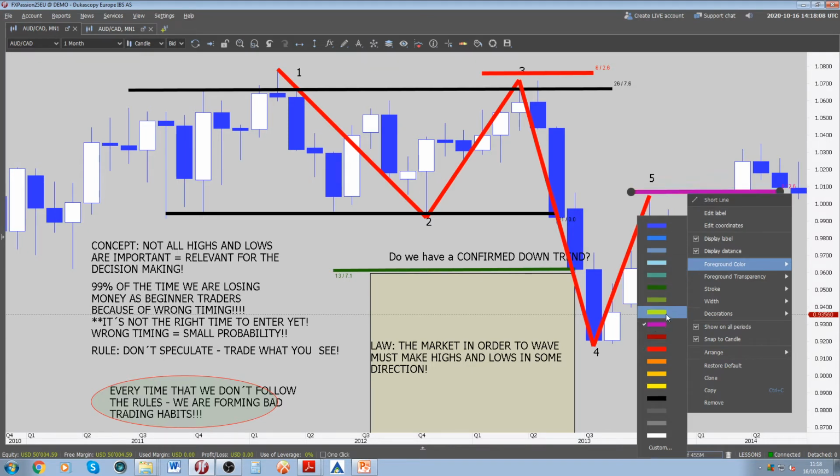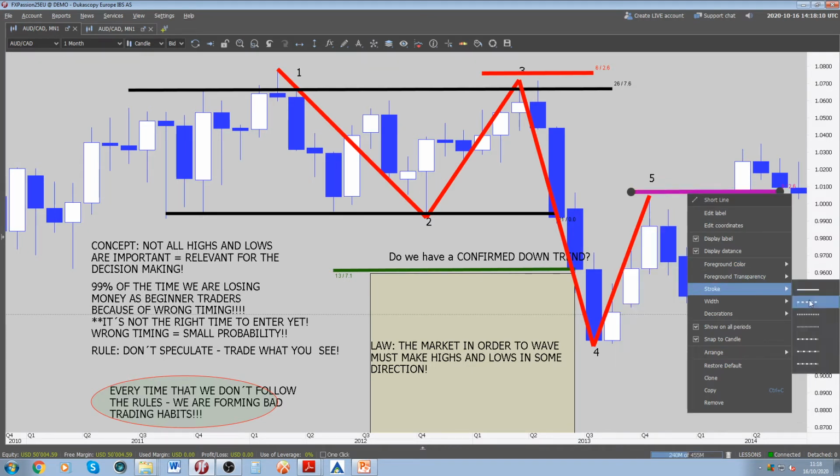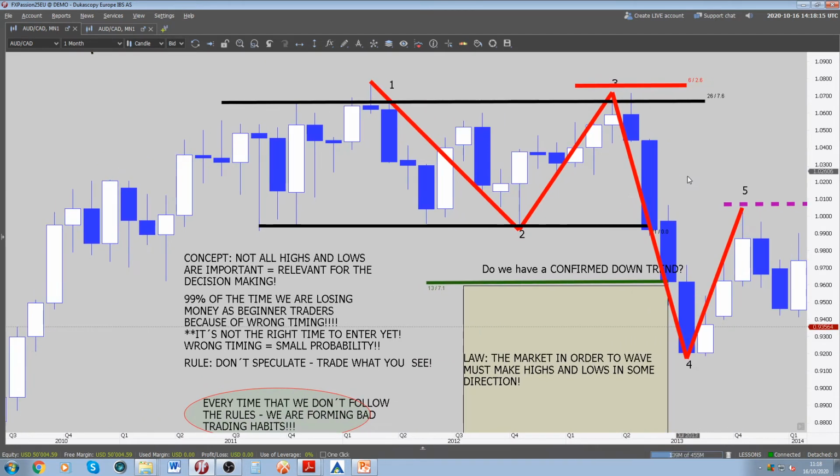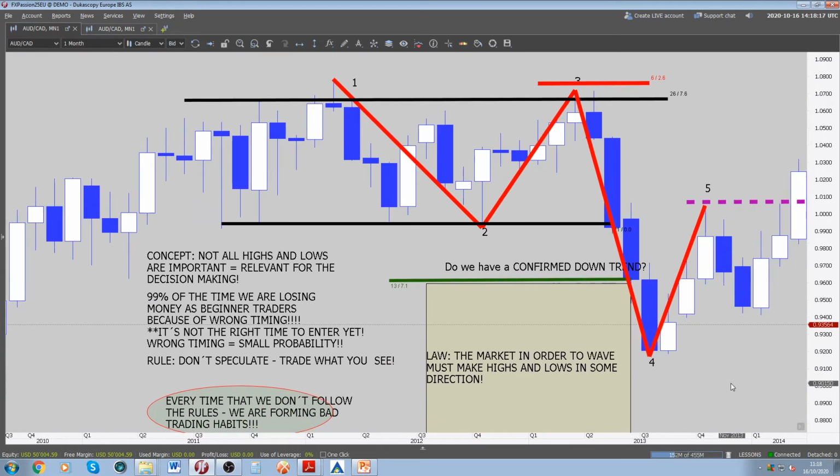Don't put the stop loss just blindly above highs and lows. You are going to lose. And here is the proof. This is the market. Violet stop loss is wrong.